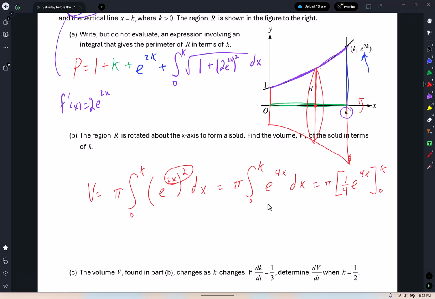And they did say it in terms of k, so I'm going to do upper minus lower, so pi, bracket, 1/4. You know what? I'm going to factor out the 1/4. So I'm going to write pi over 4, bracket, and I'm just doing e to the 4x, upper limit minus lower limit. E to the 4k minus e to the 0, which is 1. And there it is. I'm kind of tempted to leave it like that, but I'll go ahead and distribute it, guys. Pi over 4 e to the 4k minus pi over 4.